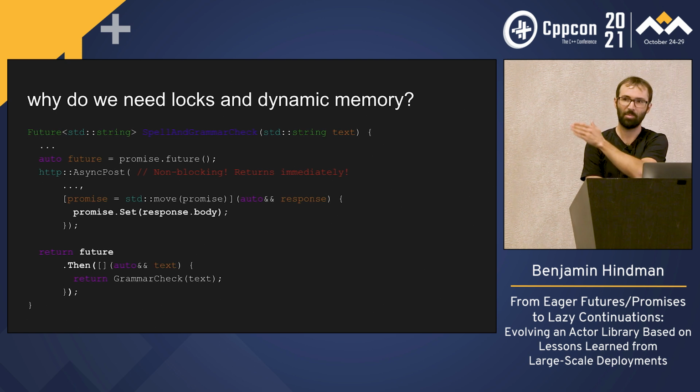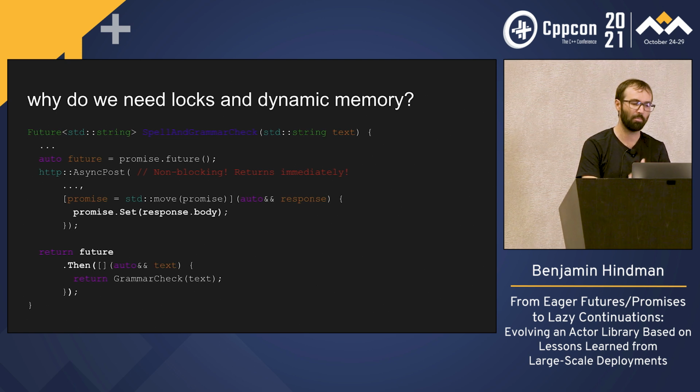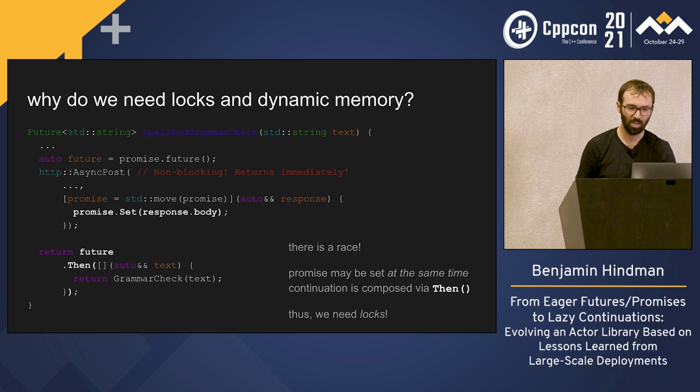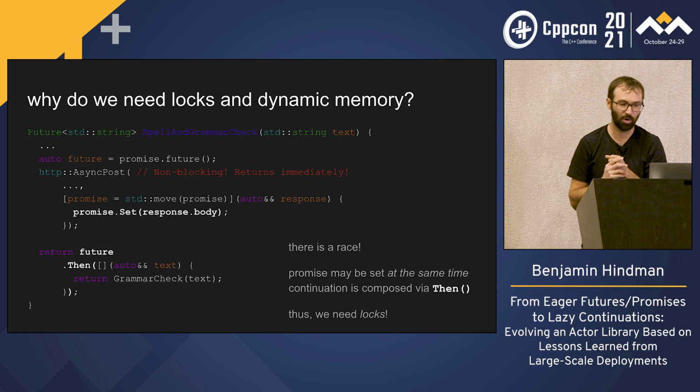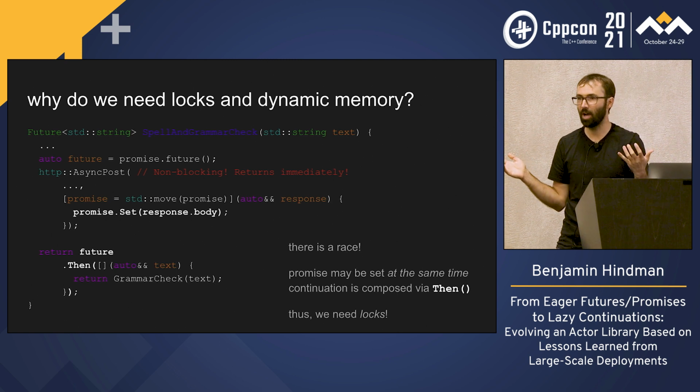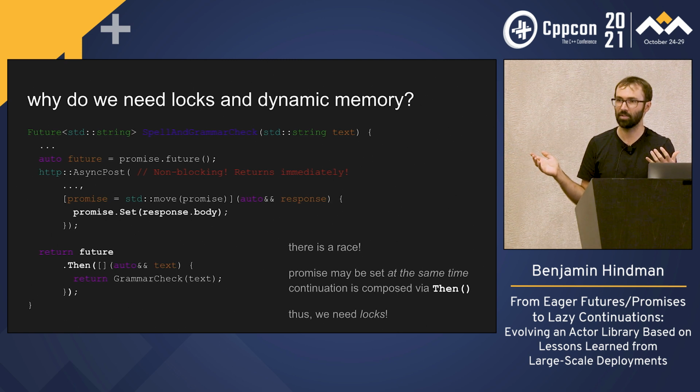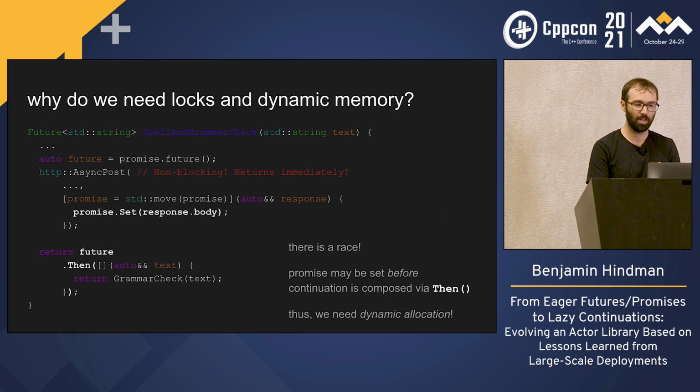Okay, and so they might be on one thread calling promise.set, while meanwhile, we're on the thread that originally called async post trying to call future.then. So there's a race. The promise may be set at the same time that the continuation is being composed via then. So we need locks to deal with that race, so that not two people are trying to modify this thing at the same time.